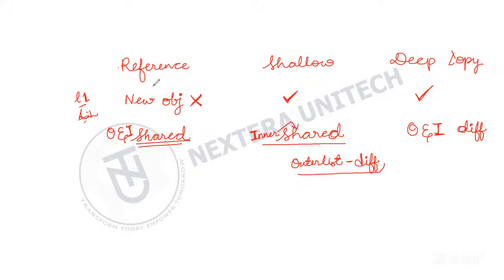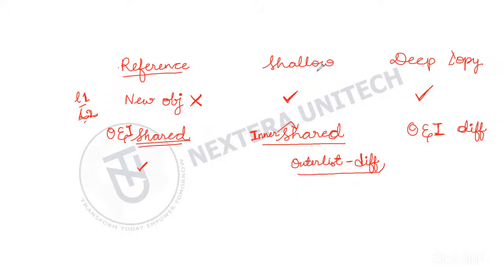So if you modify L2 using the reference copy, that will be reflected in L1. If you modify L1, it will be reflected in L2. Even if you modify the inner lists also, if you modify one, it will be reflected in the other.